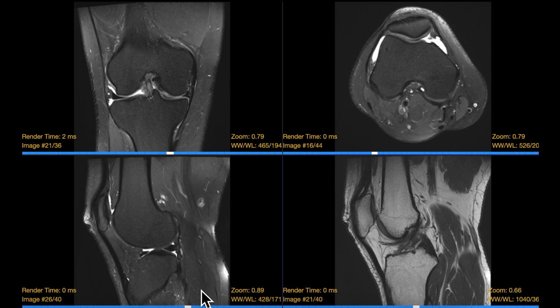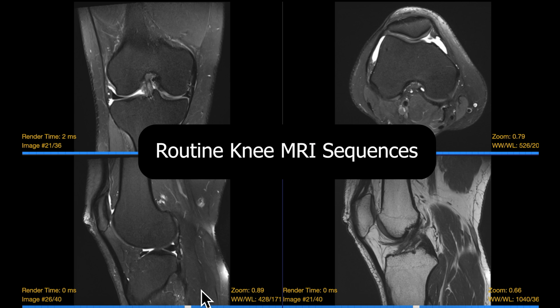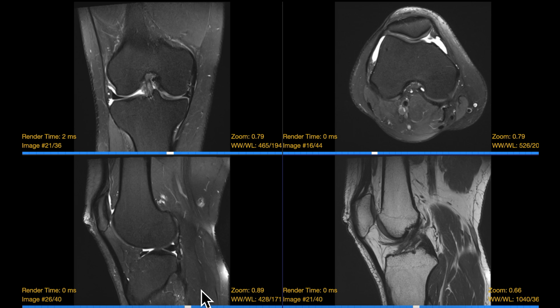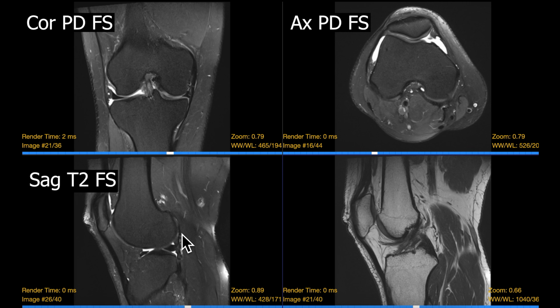Angela Atinga: Enjoy. The sequences for routine knee MRI differ depending on the institution, but will include sequences in axial, sagittal, and coronal imaging planes. Where I work, our routine knee MRI protocol includes coronal and axial proton density fat suppressed sequences, a sagittal T2 weighted fat suppressed sequence, and a sagittal PD non-fat suppressed sequence.